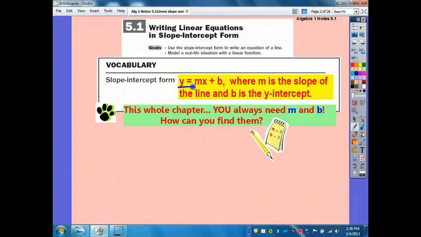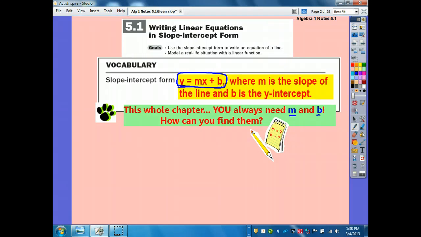All right, so slope-intercept form, and when we did our definition, we talked about it. Here is slope-intercept form. Y equals mx plus b, where m is your slope and b is your y-intercept. During this whole chapter, you always need m and the b. So every day we're going to find out different ways on how we can find the slope or the y-intercept, because like I said, in chapter 5, they gave us the equations. This chapter, I'm not going to give you the equations. I'm going to give you clues.